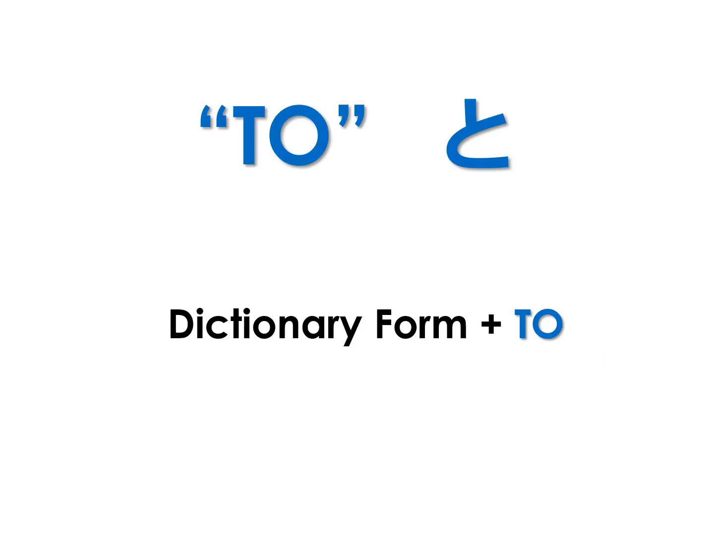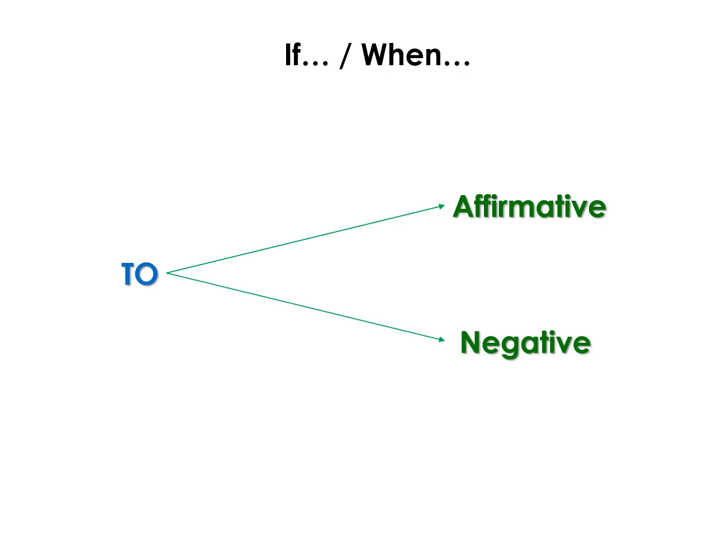The to conjugation is the easiest to form. Simply add to the dictionary form of a verb, adjective, noun, or pronoun. Before we go into sample sentences, let's first learn how to form this conjugation. For verbs, adjectives, nouns, and pronouns, we will learn how to form the affirmative conditional using to, as well as the negative conditional.